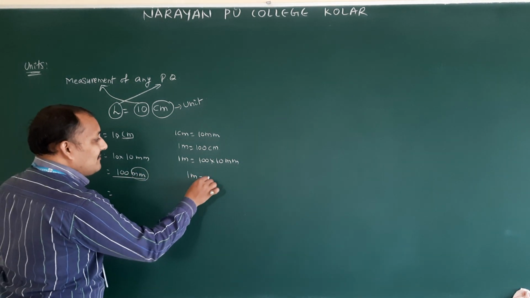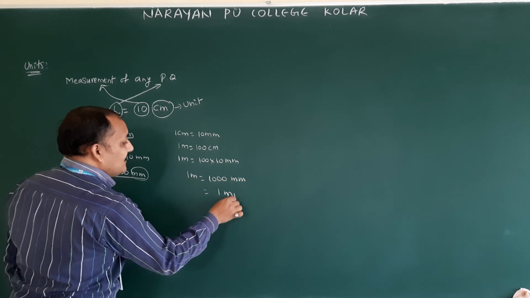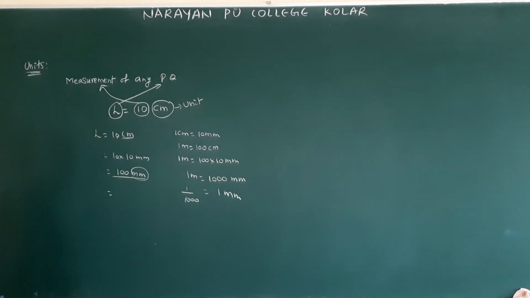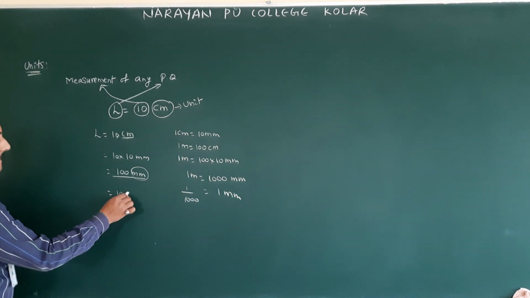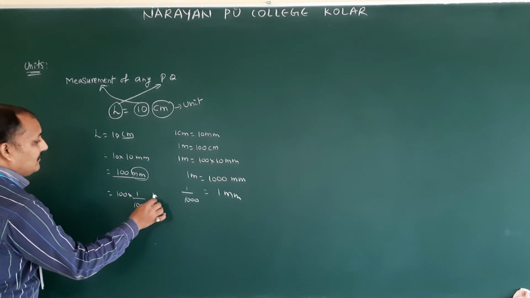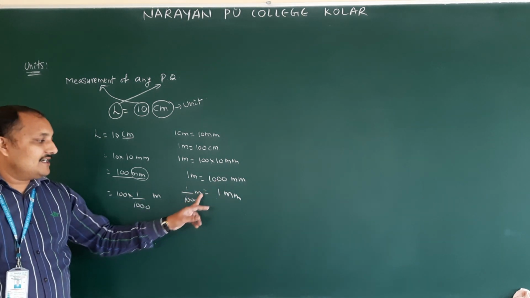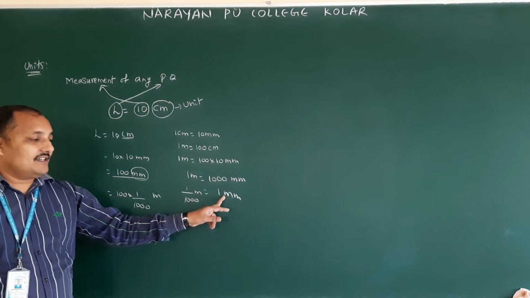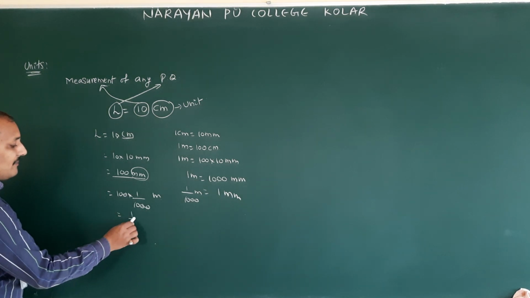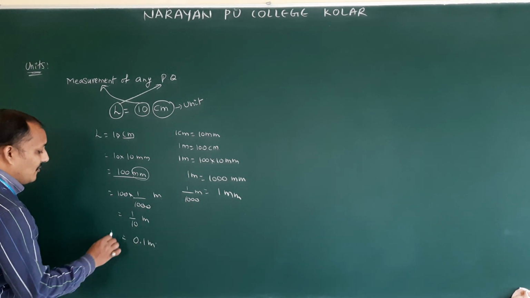So 1 meter is equal to 1000 millimeters. Then 1 millimeter is equal to, this 1000 will come this side, 1 by 1000 meters. Therefore, 10 into 1 by 1000 meters. Correct on this one? This 1000 is coming here: 1 by 1000 meters is equal to 1 millimeter. So 2 zeros you can cancel. Then 1 by 10 meters. 1 by 10 is nothing but 0.1 meter.